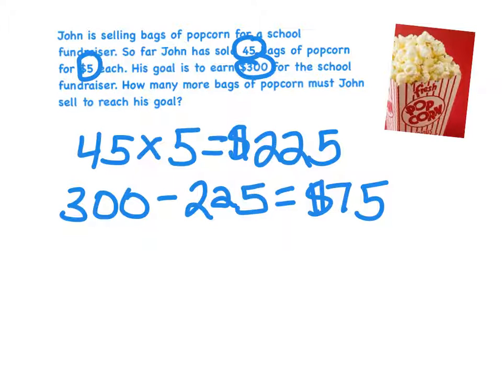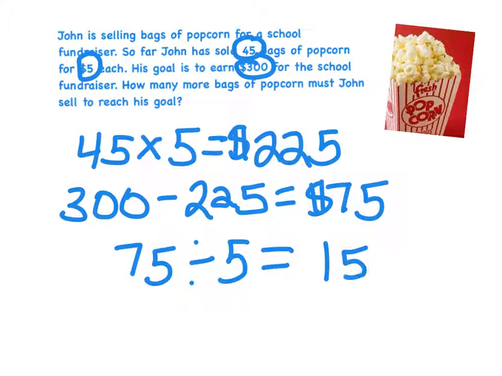But the question asks at the end, how many more bags of popcorn must John sell to reach his goal? Not how much more money he needs, but how many more bags. Since this amount, $75, is the amount of money, I know that each bag costs $5. So I will take the 75 and divide it by 5, since each bag costs $5. And when I divide that out, I get 15. So that means that John has to sell 15 more bags.